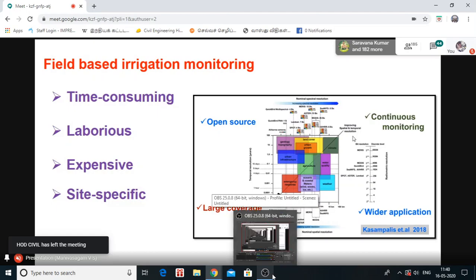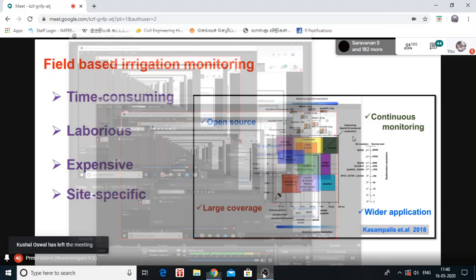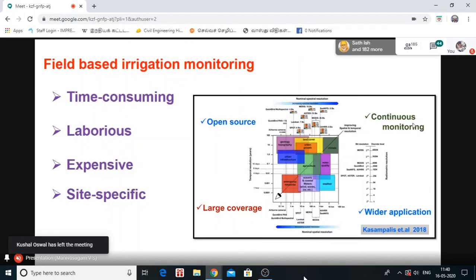These challenges can be easily addressed by satellite technology. As I said, satellite technology is able to do continuous monitoring, and it's available free of cost. We can cover a larger region, since the sensors can capture a single image of an entire village or district, even a state. So whatever the existing drawbacks in the current irrigation quantification, we can address these issues using this geospatial technology.